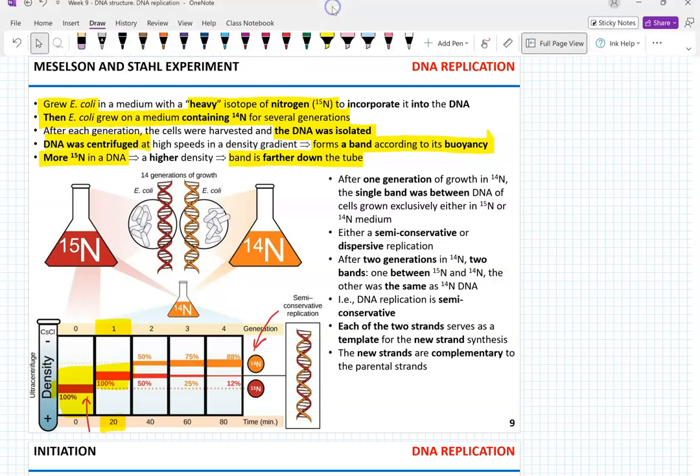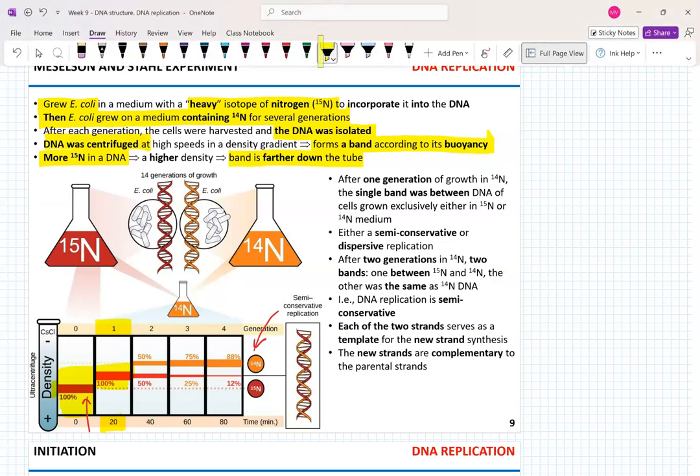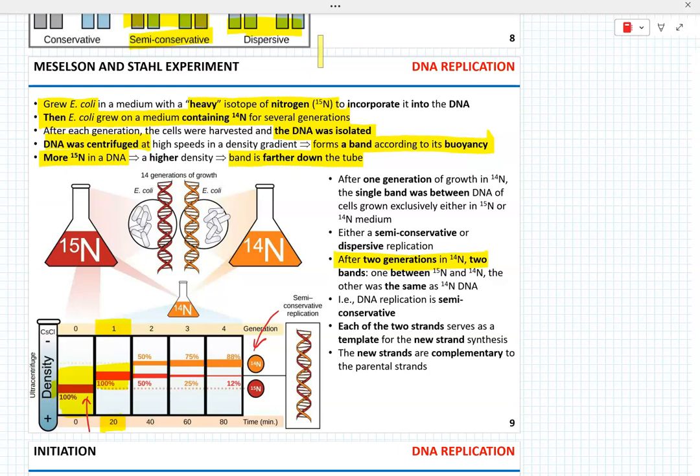After 2 generations, they observed that 2 generations of growth with nitrogen 14 resulted in the formation of 2 bands. 50% of the DNA were located at the level of nitrogen 14 DNA, and 50% were located at the mix, between 15 and 14. That unequivocally demonstrated that DNA replication was semi-conservative.